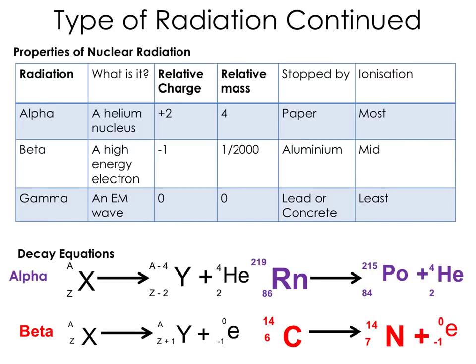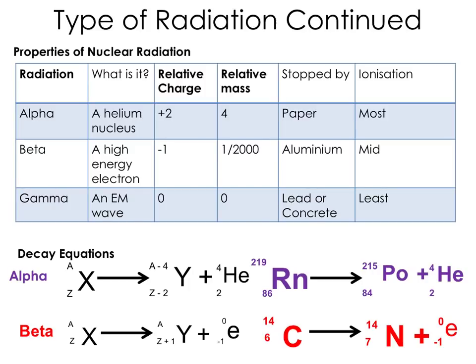We're now going to look at the decay equations for alpha and beta. So we're going to start off with alpha. Remember, when something decays through alpha, it emits a helium nucleus. There's a symbol we need to use for alpha, He. And remember that a helium nucleus has an atomic number of 2, because it's got 2 protons, and a mass number of 4, because it's got 2 protons and 2 neutrons.